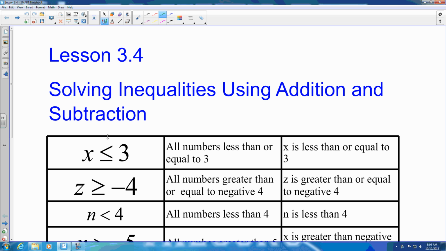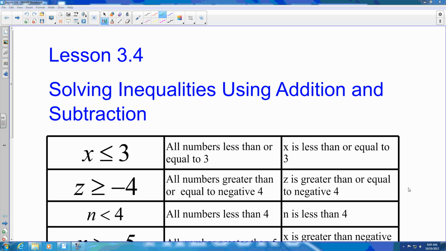We're in lesson 3.4, where we're going to be solving inequalities using addition and subtraction. This lesson will be very similar to topics we worked on in chapter 2. The only difference is instead of it being an equal sign that we're solving with, we're going to be using an inequality.